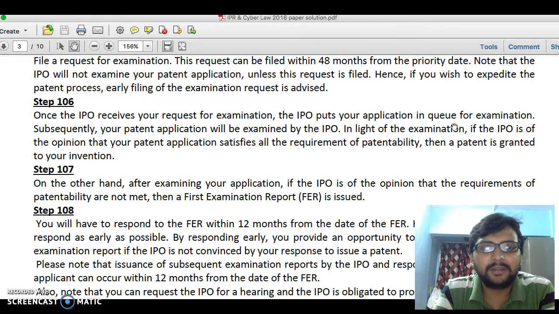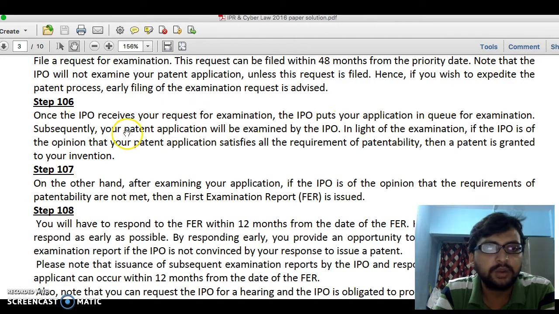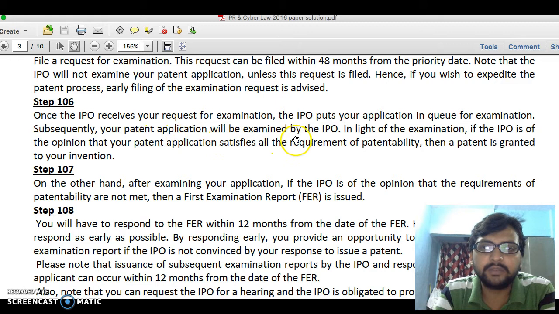If you just check the statistics for 2016, more than around 3,000 or 4,000 people filed an application, and out of this, only approximately 200 or 300 people got their idea patent certified. Now the next step is, once the IPO receives your request for examination, the IPO puts your application in a queue. Subsequently, your patent application will be examined.